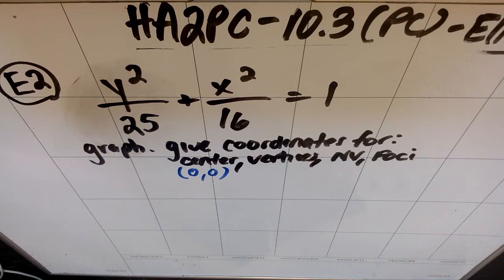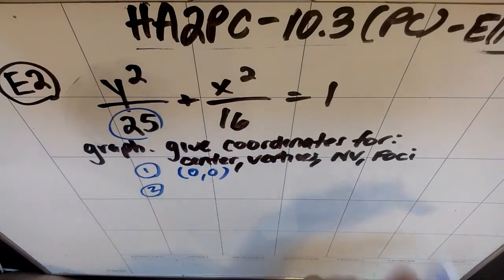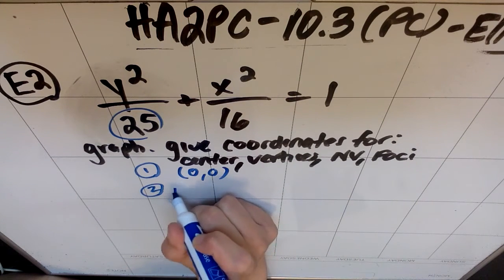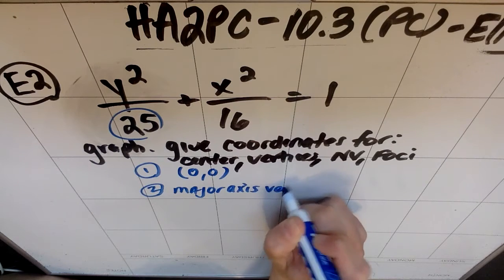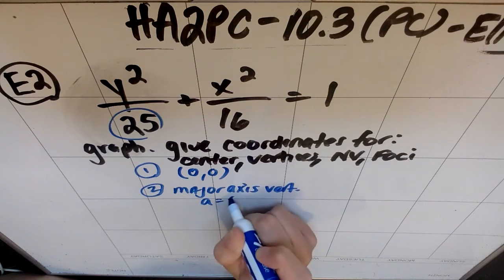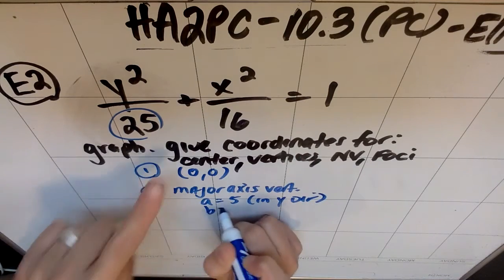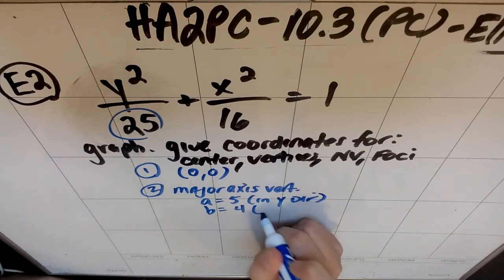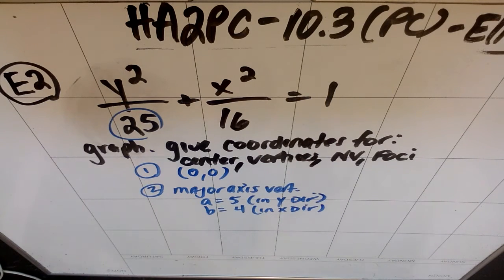Now the second thing I have to notice, so I've already found the center, is that the bigger number is the 25. So the major axis is vertical, right? A is going to be 5 in the y direction, meaning up and down. And B is going to be 4, because the square root of 16 is 4 in the x direction, right?